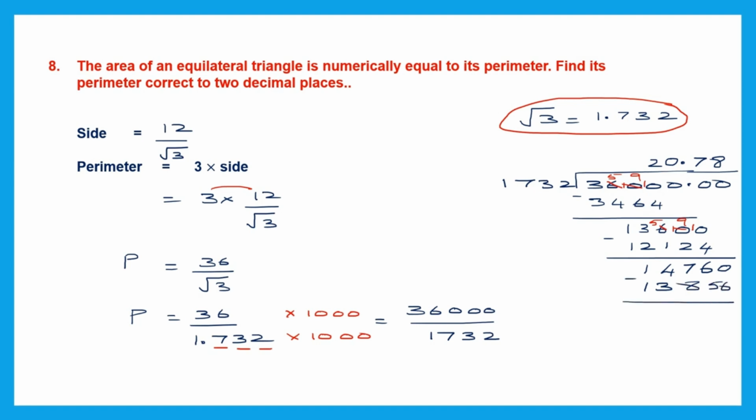Now we are asked to find only up to 2 decimal places, so we can stop at this. So we have got our answer. Our perimeter is equal to 20.78. Since the units are not given, we write units. So this is our final answer.